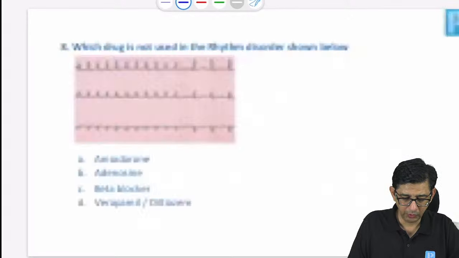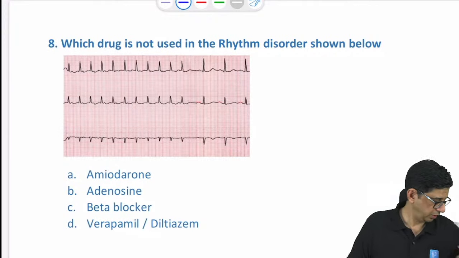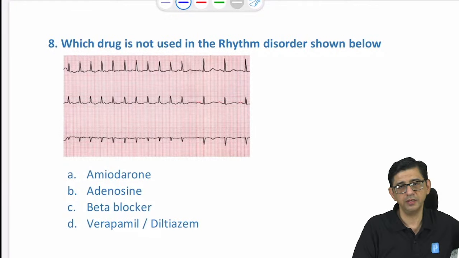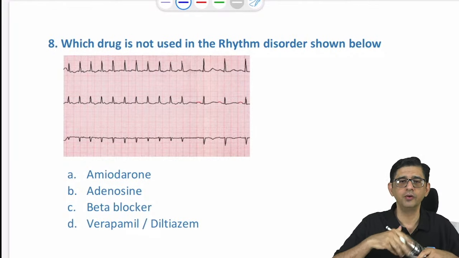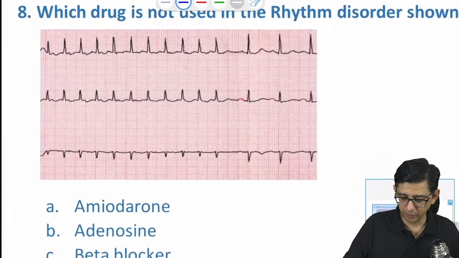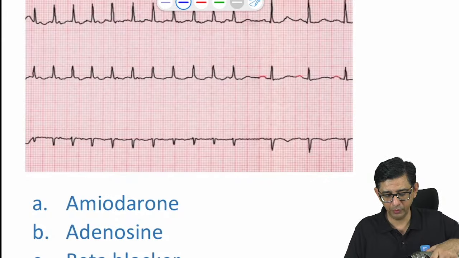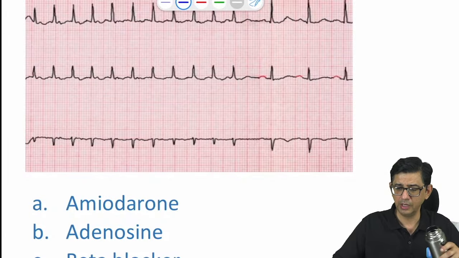Let's move on to the eighth one. Which drug would not be used in the rhythm disorder, which is shown below? So yes, guys, rhythm disorder, which is shown below. And I think you can pick up the rhythm disorder once again, where you can notice the variation in the RR interval of the patient. So waiting for you guys to comment for this question.